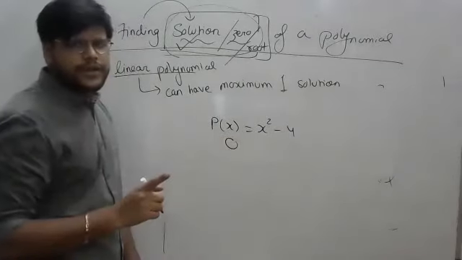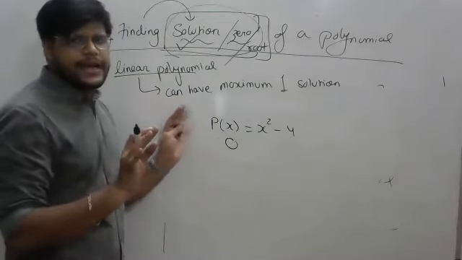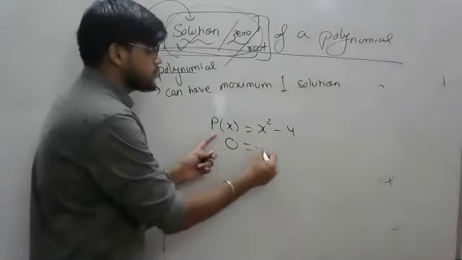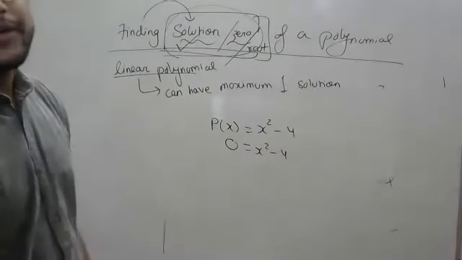Whenever you have to find a solution, what will be your first step? P of x is 0. The entire polynomial is equal to 0. Now you will be sending minus 4 to the left hand side.